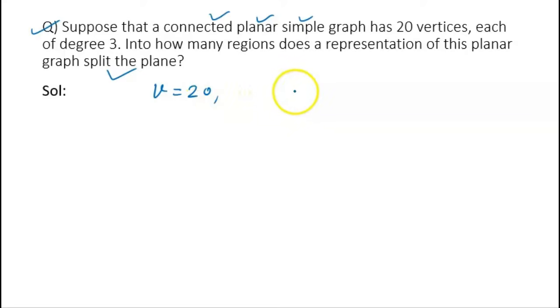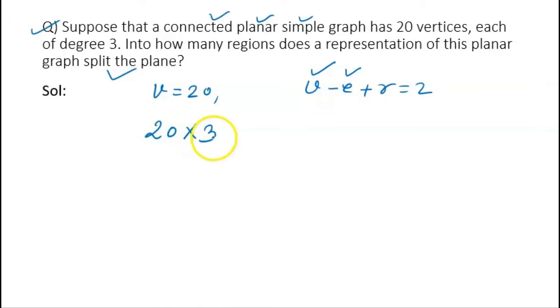So first of all, to apply Euler's formula, V minus E plus R is equal to 2, I need to know what is V, what is E, and since they are asking R, we can calculate it. So how to count the number of edges? There are 20 vertices and each vertex is of degree 3. So what is the sum of the degrees of the vertices? 20 into 3. And we know from the handshaking theorem that this is twice the number of edges. So it means the number of edges is 20 into 3 by 2, which is equal to 30.